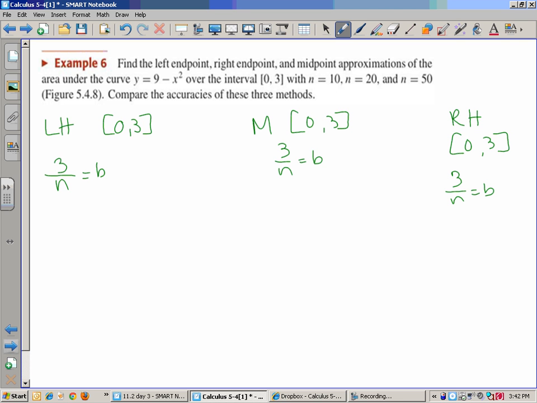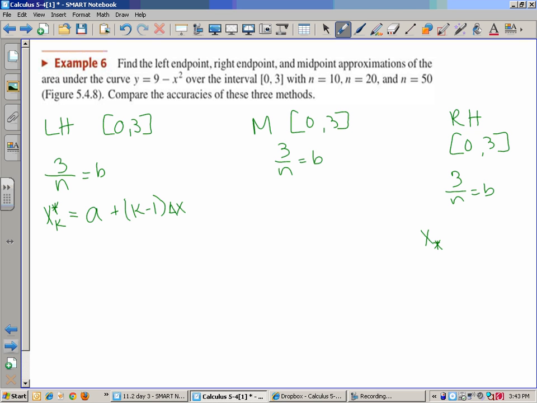Okay. The second thing we want to do is take a look at the left hand. And the left hand says you're going to take your a and add a width to that, but you're going to add one less width every time. So you're going to have a plus k minus 1 delta x.